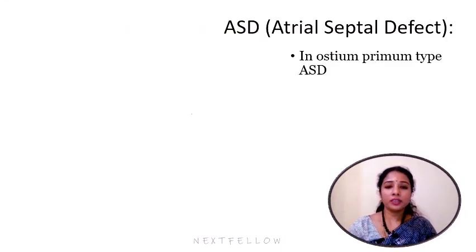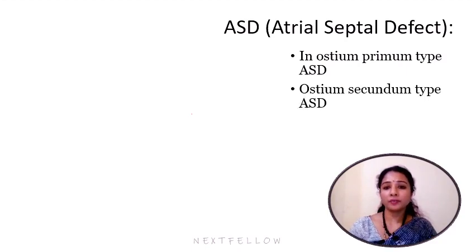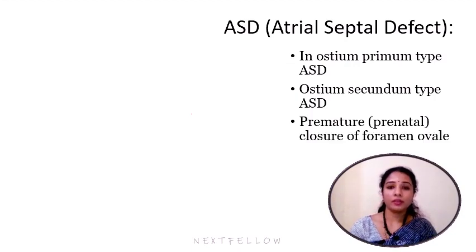Atrial septal defect shunts the blood from the left atrium to the right atrium, causing hypertrophy of the right atrium, right ventricle and the pulmonary trunk. Mixing of oxygenated and deoxygenated blood occurs, producing cyanosis. There are basically two types of atrial septal defects: ostium primum atrial septal defects and ostium secundum atrial septal defects. There is also premature closure of the foramen ovale, that is, early closure of the foramen ovale.